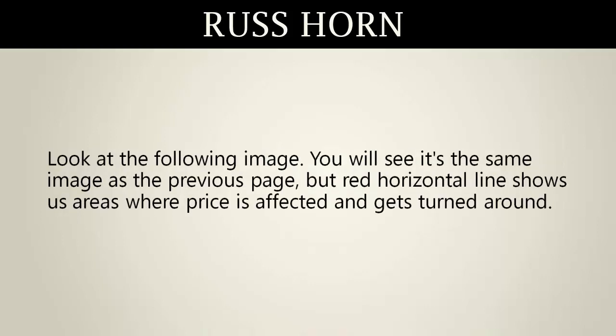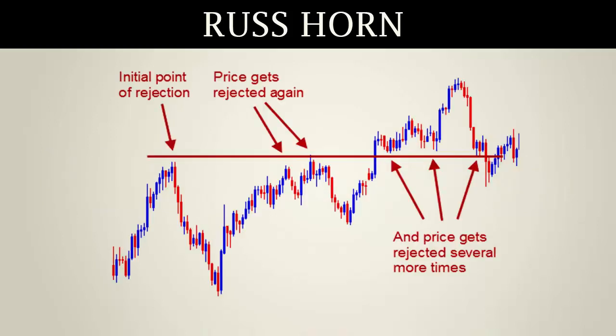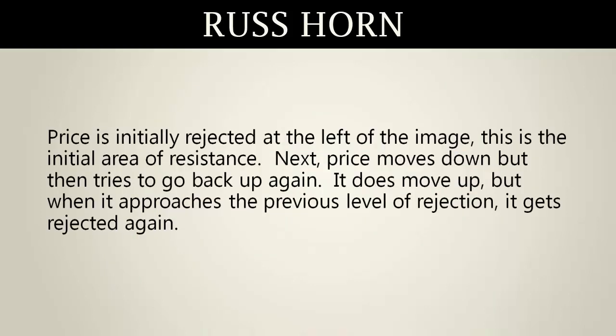Look at the following image. You will see it's the same image as the previous page, but red horizontal lines show us areas where the price is affected and gets turned around. This red horizontal line shows us areas where the price bounces off repeatedly. Price is initially rejected at the left of the image. This is the initial area of resistance.